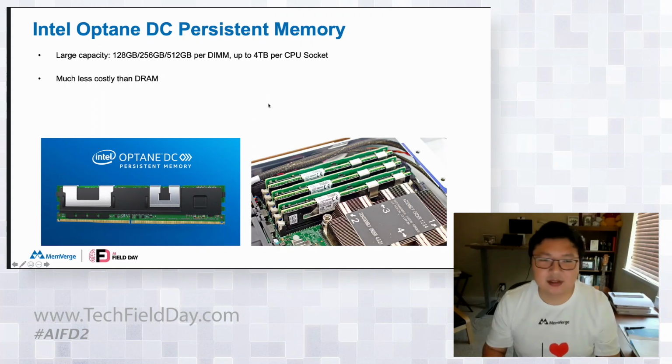Specifically, persistent memory provides three configurations. It starts with 128 gigabytes per DIMM and goes up to 512 gigabytes, so it provides a huge capacity per DIMM. And today with Ice Lake CPUs, you can support up to 4 terabytes of PMEM capacity per CPU socket. So if you have a two-socket server, you can easily go up to 8 terabytes of PMEM capacity.